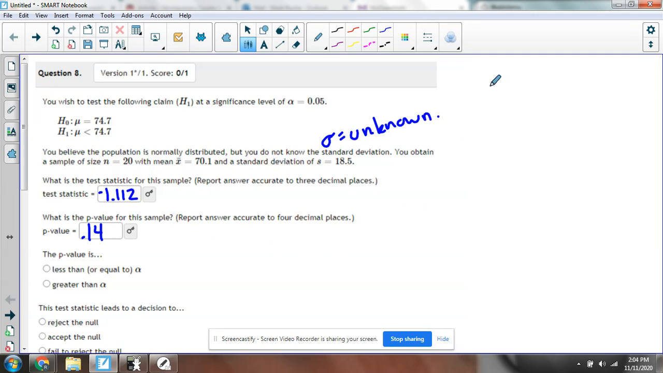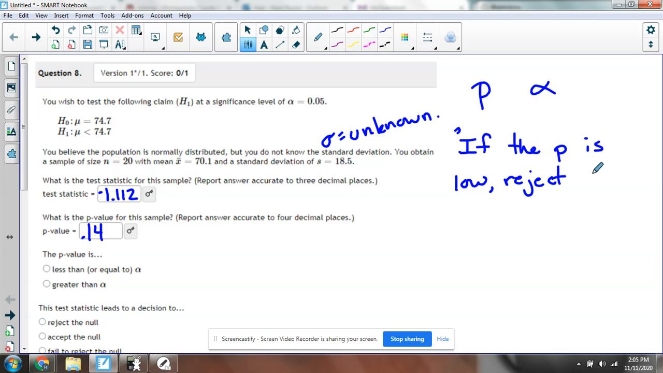Okay, now the important thing to remember is we're always comparing p, our p-value, to alpha. So there's a saying in statistics that says if the p is low, reject H0. That's important. Remember, I still use that to try to remember which way it's going to be going or not.